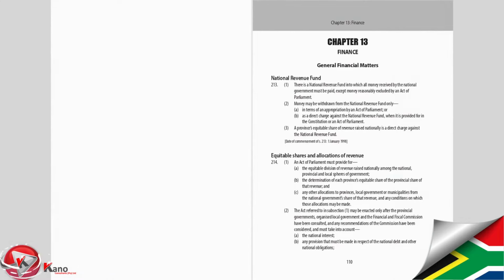It establishes a national revenue fund, from which money may be appropriated only by an Act of Parliament, as well as the establishment of provincial revenue funds, from which money may only be appropriated by an Act of the provincial legislature. This chapter also gives emphasis to the need for transparency, accountability, and the effective financial management of the economy.